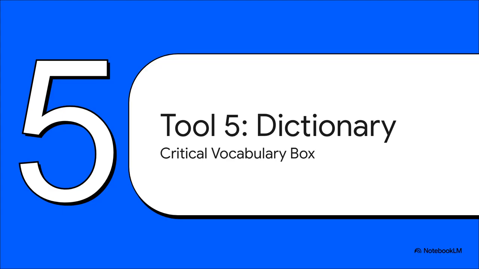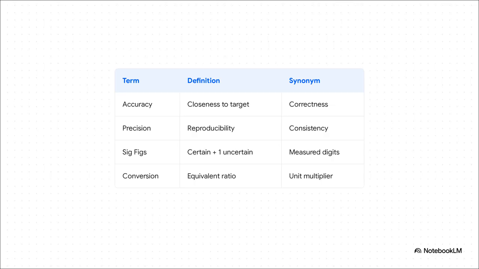And finally, Tool 5, the dictionary, our critical vocabulary box. To really solidify our English immersion today, let's do a quick review of the critical academic language we've picked up. This table synthesizes our core terminology, so take a second to really anchor these words in your mind. We have accuracy, which means closeness to the target or correctness. We've got precision, the reproducibility of your results, or consistency. Sig figs, which are all your certain digits, plus that one uncertain digit. Dimensional analysis, our systematic map for converting units. And finally, the conversion factor, a ratio of equivalent quantities. These specific English terms are basically the bedrock of how scientists communicate data globally.